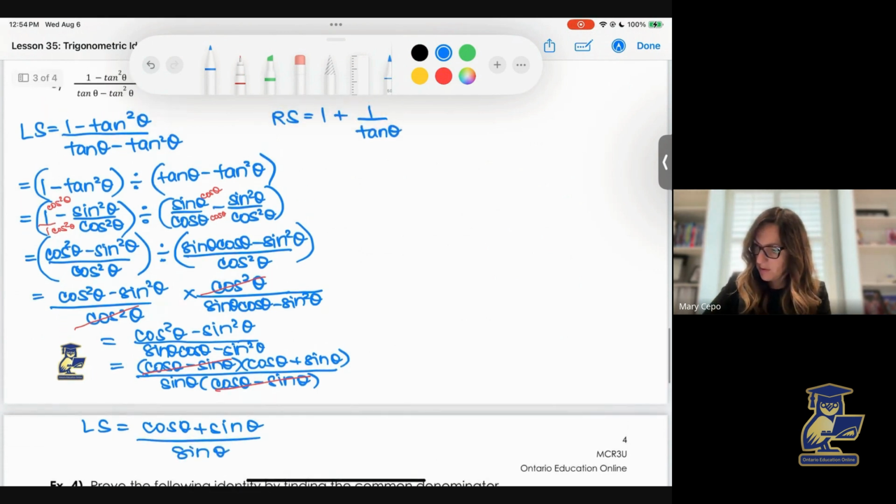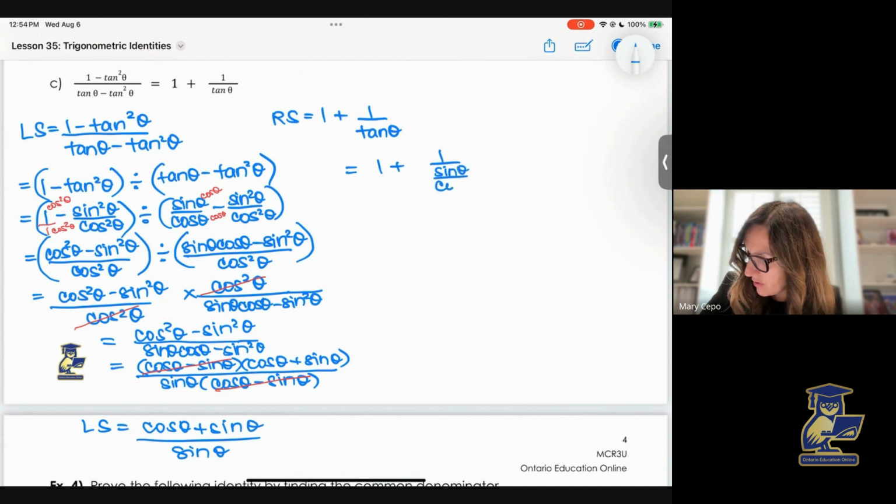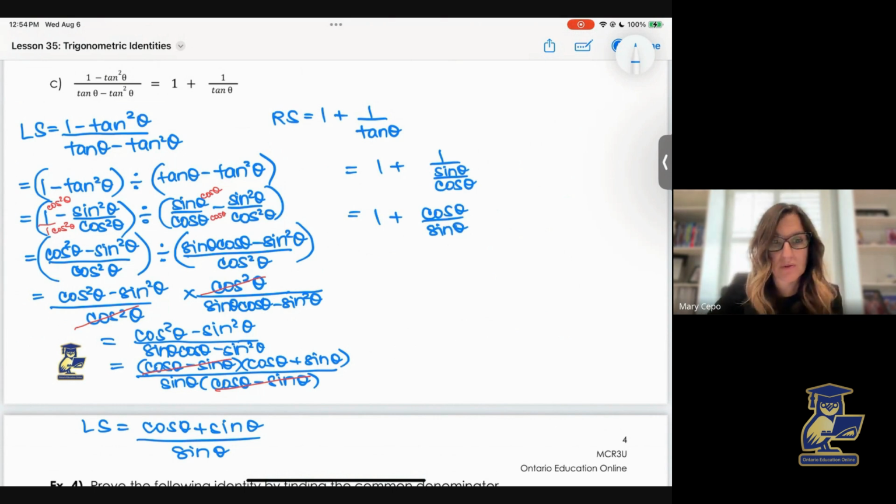Okay, so now we want to work with the right side to make sure that we show that the left side is equal to the right side. Now, looking on the right side, we have 1 plus 1 over sine theta over cosine theta. So basically the reciprocal. So this becomes 1 plus cosine theta over sine theta because you're taking the reciprocal of 1 over tan, which again would be cotangent, which is cosine theta over sine theta. Now again, it doesn't quite look like the left side just yet, so we want to make sure we determine that common denominator.